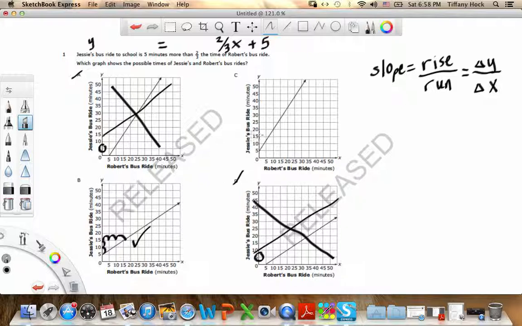I'm going to check it and compare over here. We go up 2 and over 3 here. That would put us at this point, so C does not work. So the correct answer is B.